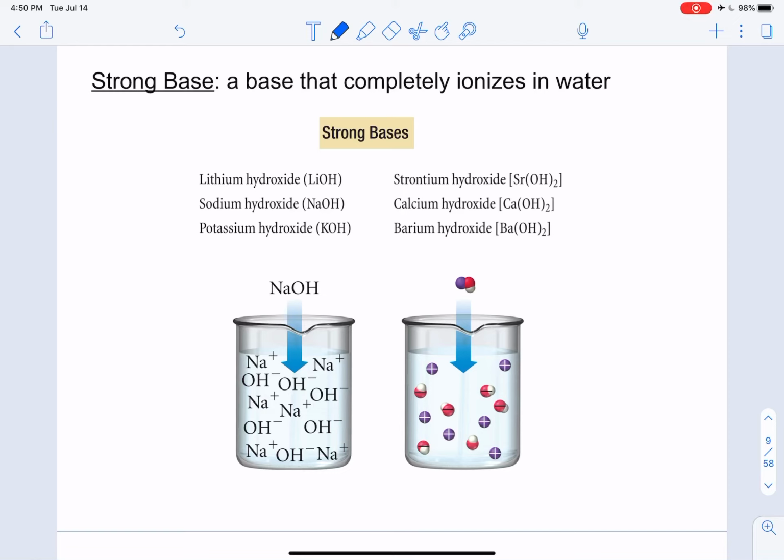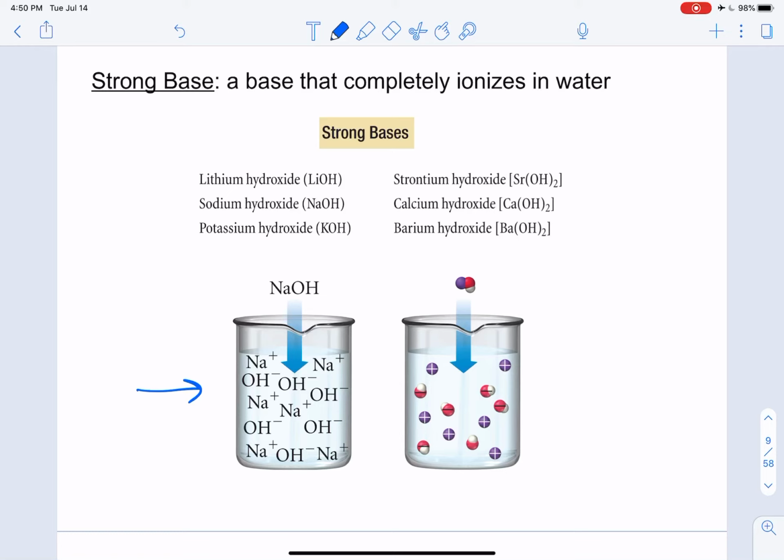Now, strong bases are going to cause a large concentration of hydroxide, OH-, and we can see that right here when we look at this beaker picture. We have sodium hydroxide, and when you put it into water, it's going to separate into Na+ and OH-. So all of a sudden, bam, we have a whole lot of OH- in that water. So we definitely have a basic solution there.